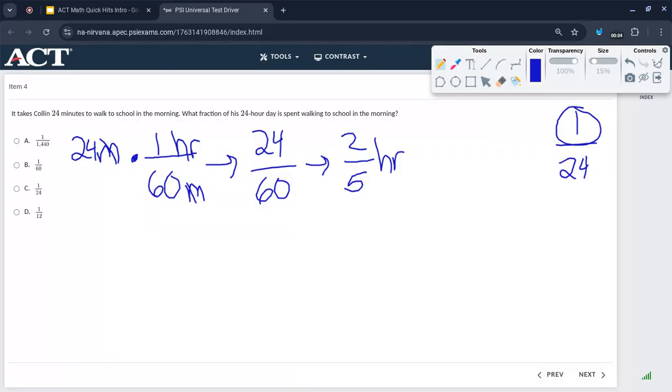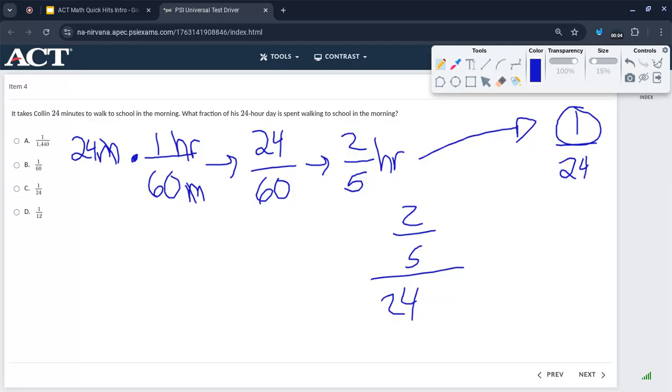So now we go back to what we started with. Over here, I just made the assumption to try to make this problem a little bit easier. If it took him 1 hour, then it would be 1 over 24, which is actually one of the answer choices, but that's not right. Now we know it takes him 2/5 of an hour to get there. So really what I need to do is 2/5 divided by 24, which looks really messy.